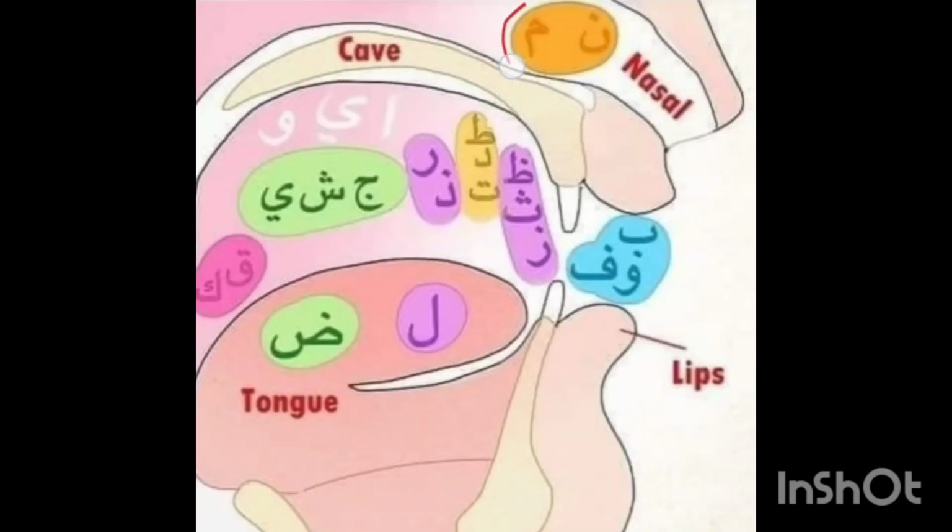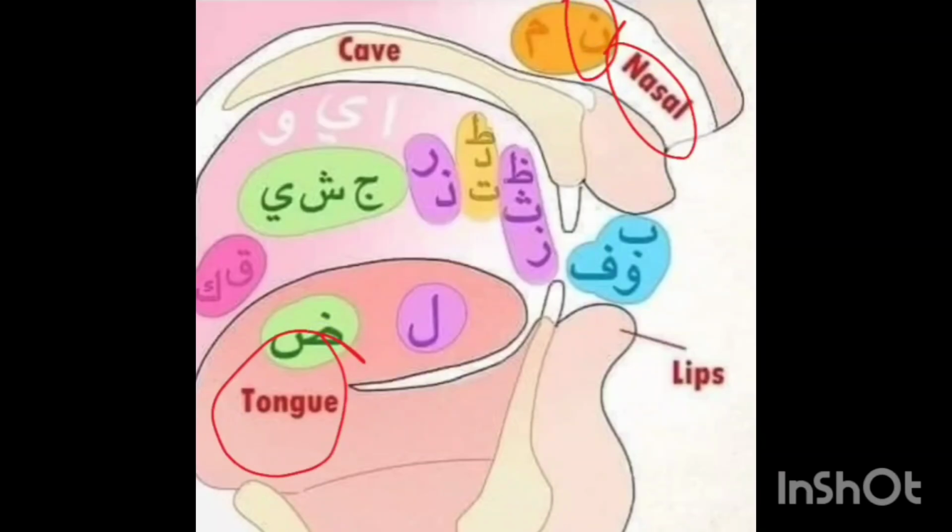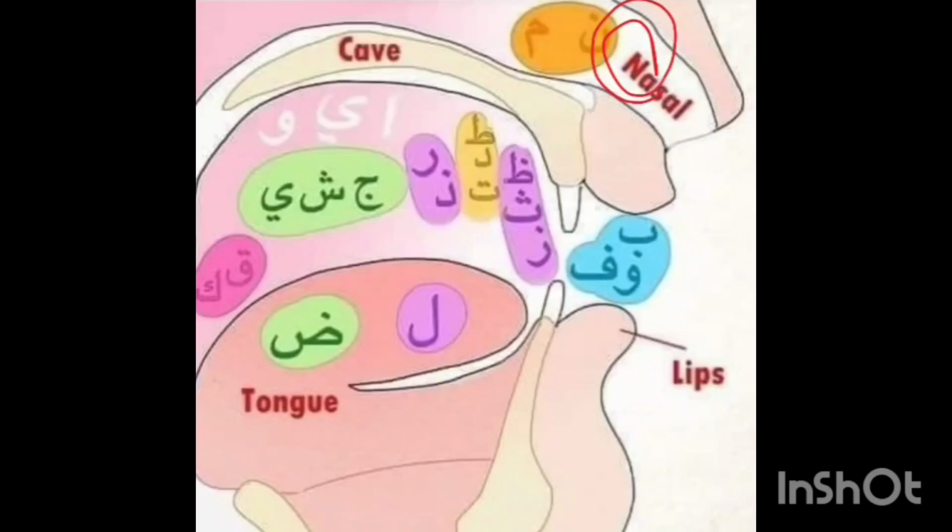Okay, let's start with the letters Noon and Mim. These two letters are the only letters in Arabic that have two مخارج, which means two articulation points. With the letter Noon, the two مخارج are the nasal and the tongue. To pronounce Noon correctly, you have to feel the air here in your nasal, but also place your tongue at the same time at the back between your gums and your two front teeth. So you say Noon, Noon.